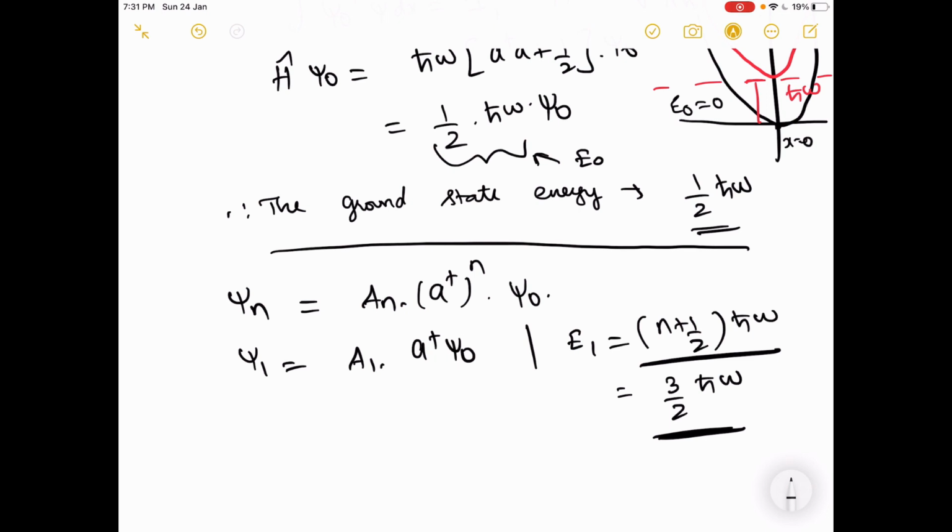So I suppose we have gotten a little bit farther than what I expected to cover today, but we will stop here and we will revisit this harmonic oscillator once again.